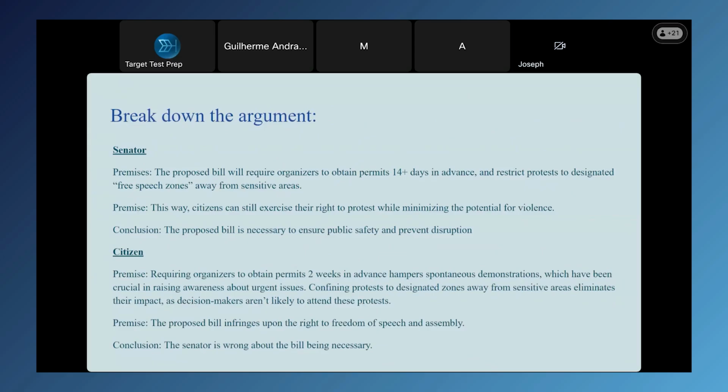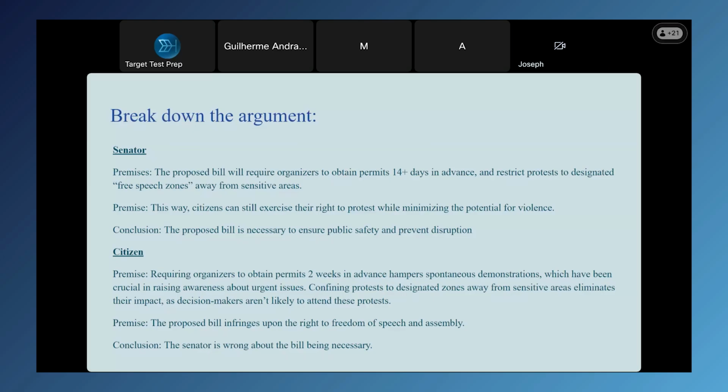So the senator is saying, hey, this proposed bill will require people to obtain permits at least 14 days in advance, and it restricts protests to designated free speech zones away from sensitive areas. This way, the citizens can still exercise their right to protest while minimizing the potential for violence. The proposed bill is necessary to ensure public safety and prevent disruption. So this bill is required. There is no way to ensure public safety and prevent disruption without this bill. That's what the senator is saying.